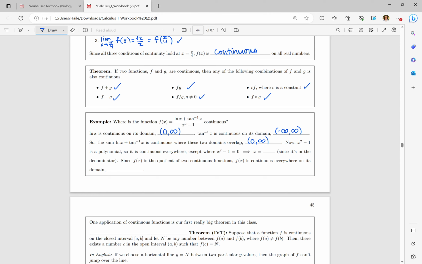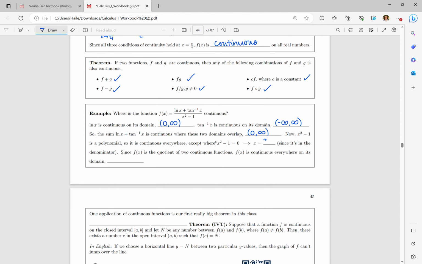Now, x squared minus 1 is a polynomial, so it's also continuous everywhere, except where it equals 0, since it's in the denominator. And this equals 0 at x equals plus or minus 1. Alright, so since f of x is the quotient of two continuous functions, f of x is continuous everywhere on its domain, which we now know is 0 to 1, union 1 to infinity.